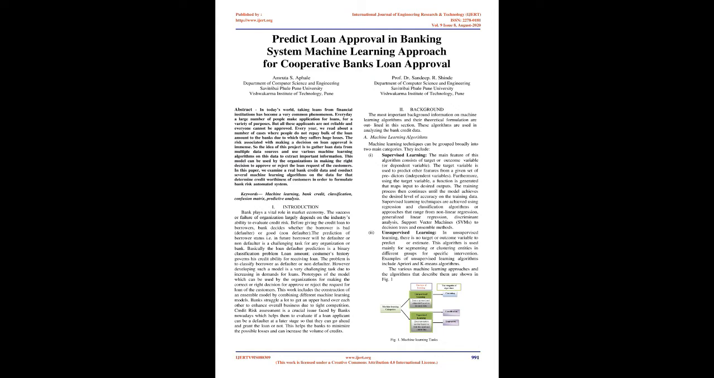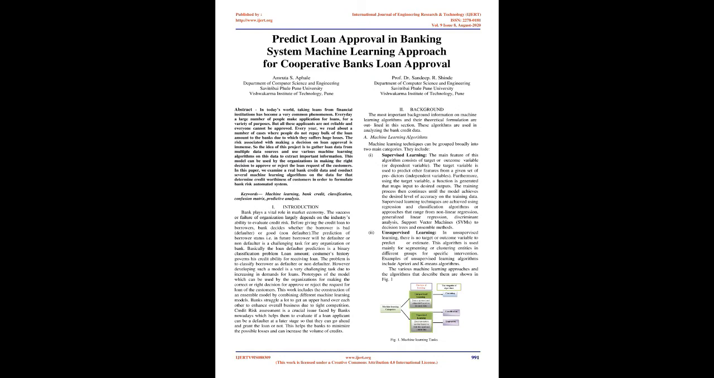Machine learning algorithms. Machine learning techniques can be grouped broadly into two main categories. They include: 1. Supervised learning. The main feature of this algorithm consists of a target or outcome variable, or dependent variable. The target variable is used to predict other features from a given set of predictors, independent variables. Furthermore, using the target variable, a function is generated that maps inputs to desired outputs. The training process then continues until the model achieves the desired level of accuracy on the training data.